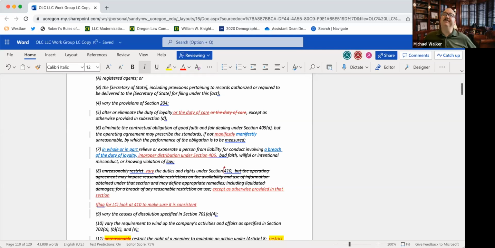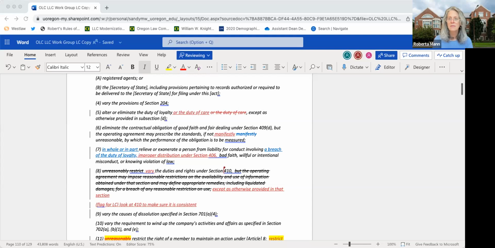I think it's problematic when you have the marked up version of 105.8 and 410. I think there's some potential for traps for the unwary there. So I think we're straying a little too far from freedom of contract when you look at the combination of 105.8 and 410. And I was just looking at the comments to 105 C8, and this is on page 30 of ROCA. It says, although phrased as a restriction, this provision grants substantial power to the operating agreement. And that's kind of consistent with what Michael was saying, the intent.